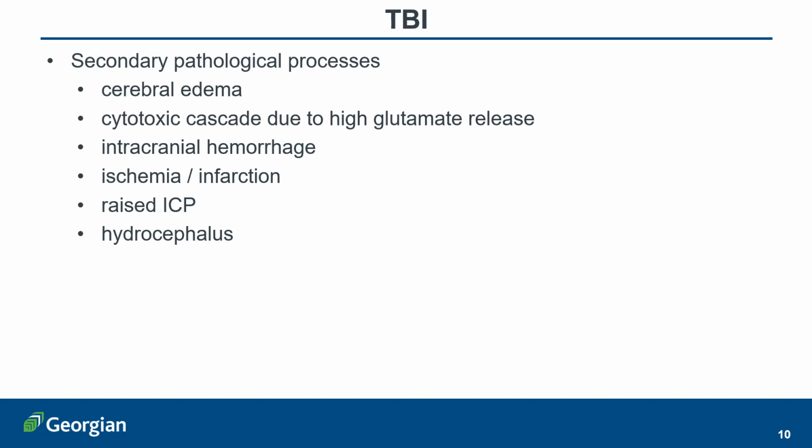Glutamate is the main excitatory neurotransmitter that is utilized in the brain, and when you have neuronal injury, you have glutamate release, and glutamate outside of the synapse is a highly toxic substance. You can have the cytotoxic cascade developing that causes further injury. Intracranial hemorrhage will increase the ICP further, increasing the risk of brain herniation, for example.